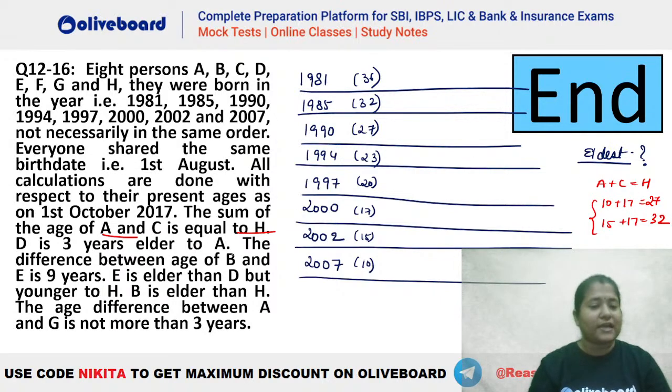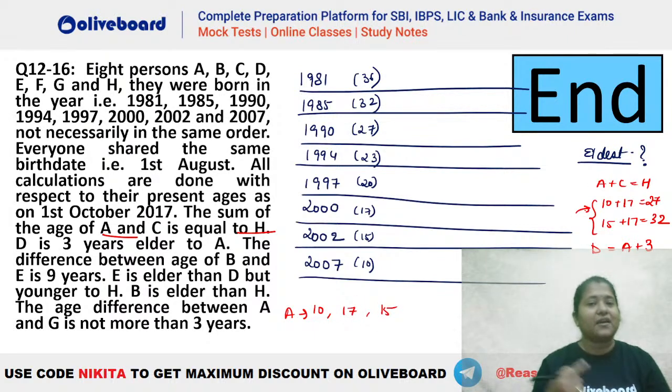Okay. What else do we have here? E is elder than D but younger to H. B has to be elder than H. Okay. So let's see. और क्या दे रखा है? D is 3 years elder to A. So D has to be A plus 3. Right. D has to be A plus 3. अब A की possible values देखो क्या क्या हमने निकाली है. A can be 10 years old, 17 years old and 15 years old. Right.